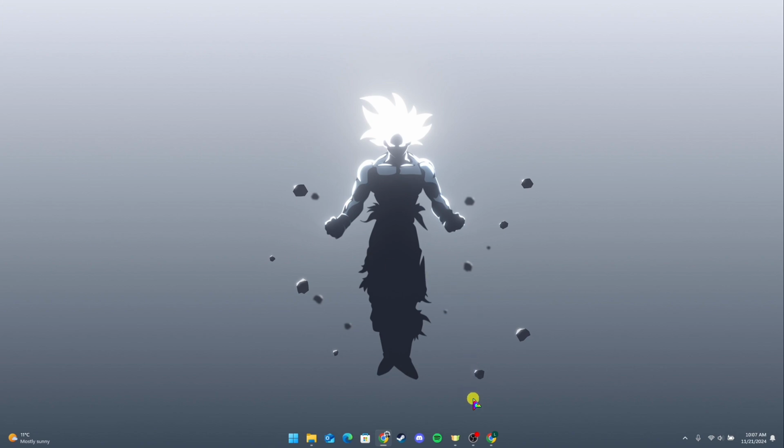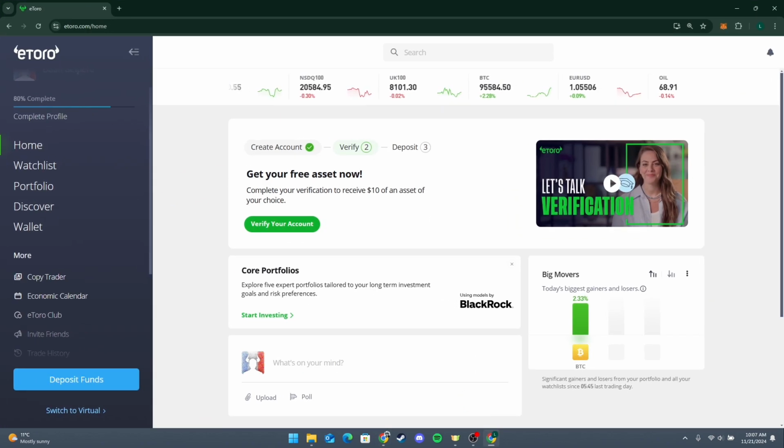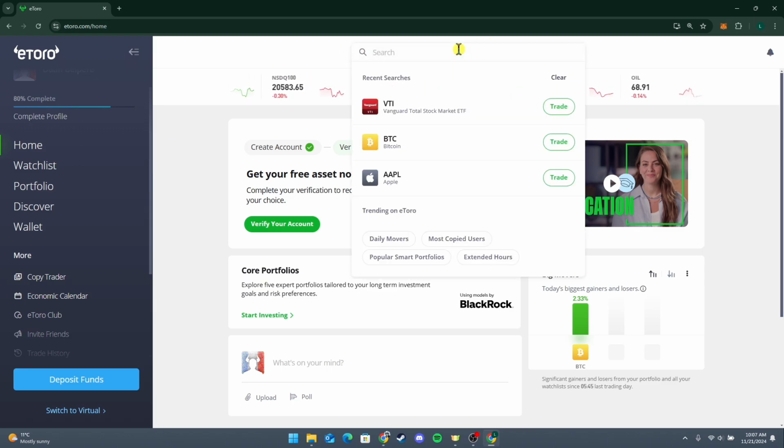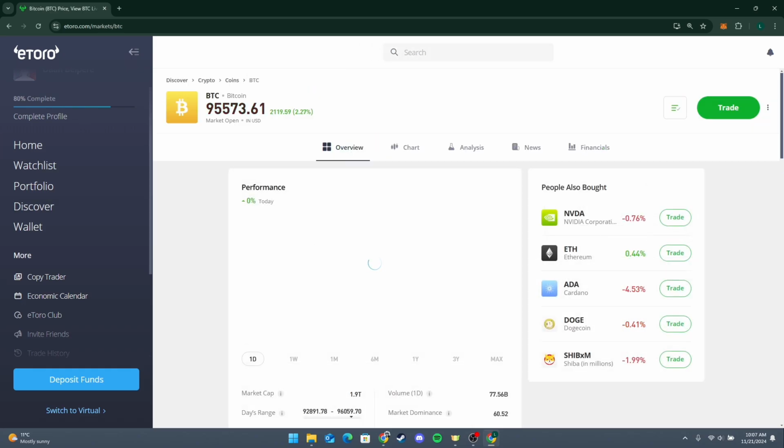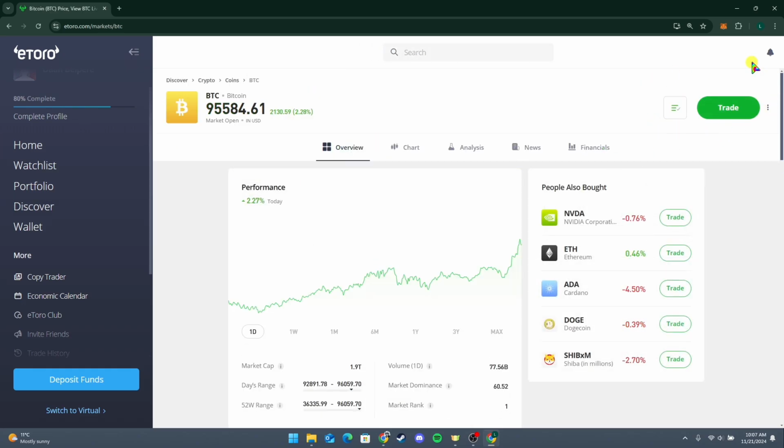Open up a preferred web browser and log in using your credentials on eToro. After that, use the search bar at the top for the asset you want to trade. Once you have selected the asset, click or tap on the trade button to start a new trade. Enter the amount you wish to invest or trade. You can choose either buy for long trade or sell for short trade depending on your strategy.